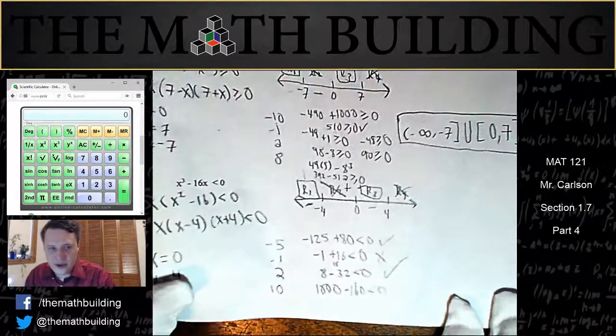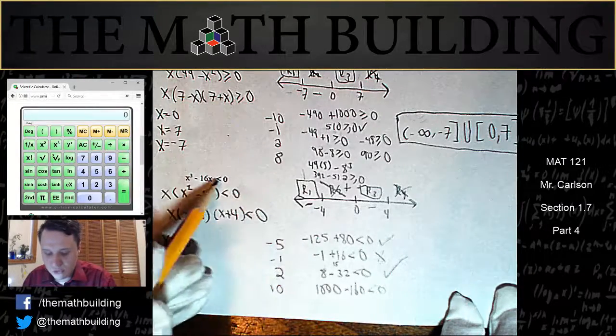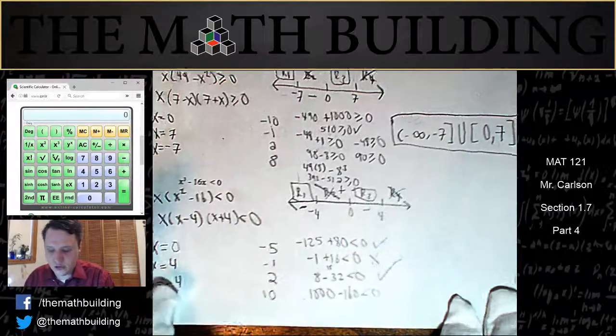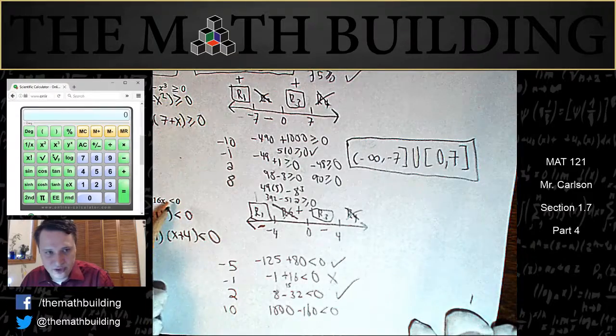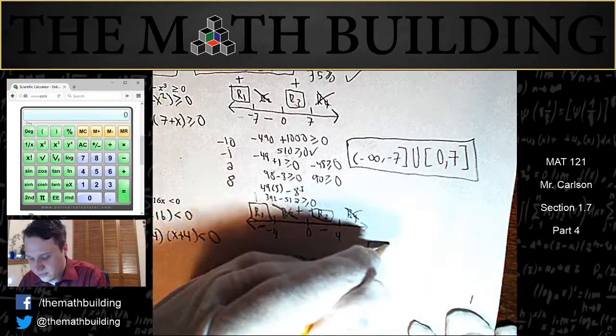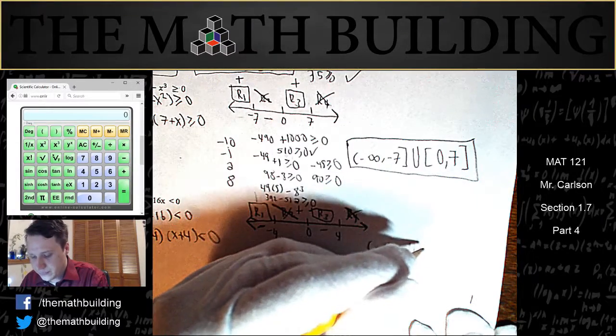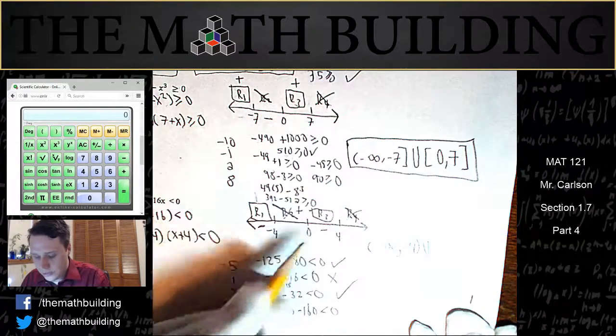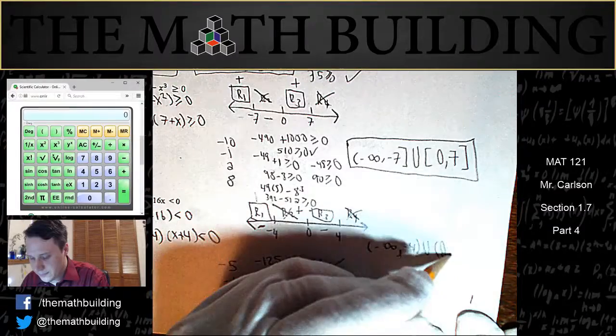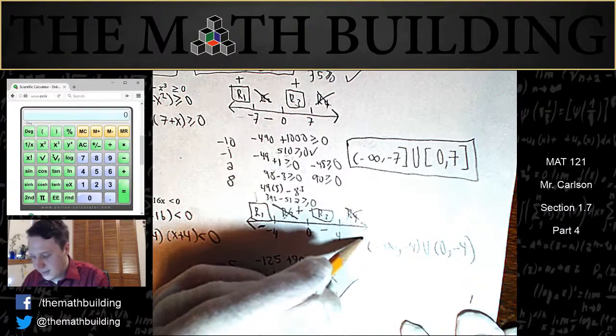So that means our answers are, this is true in region 1 and region 3, and there's no equal sign here, so that means we're going to use parentheses. Negative infinity to -4, parenthesis, or 0 to 4. And that's the answer.